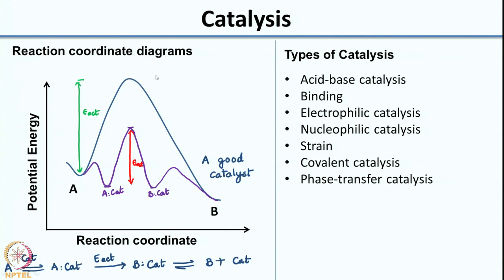So to summarize, what we have done over the last 2 weeks when we studied catalysis is, we looked at reaction coordinate diagrams where we saw how adding a catalyst helps in lowering the activation energy of a reaction. We also looked at several types of catalysts. So we looked at acid catalysis, binding, electrophilic, and in this class we looked at nucleophilic, strain, covalent catalysis and phase transfer catalysis. So over this entire 8 weeks, you have gotten a glimpse of how you can write mechanisms and how you can devise experiments to understand or to confirm whether the mechanism you have proposed is correct.